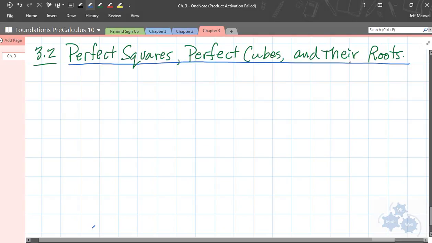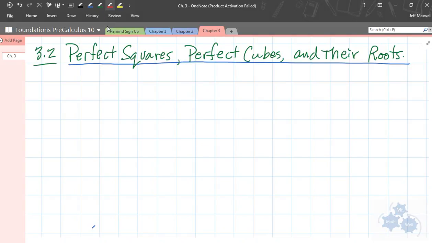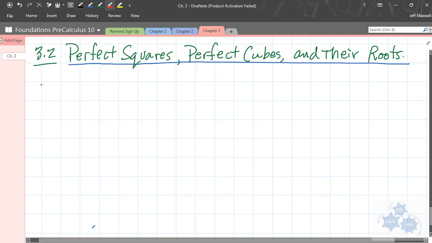Perfect squares, perfect cubes, and their roots. Okay. What I want you to do is draw. If you have graph paper, this is going to be easy. Draw a square. As you know, a square is a four-sided figure, and each angle is 90 degrees.